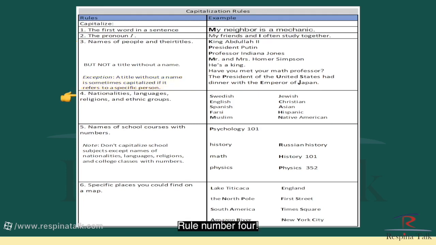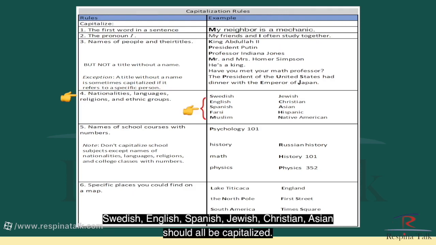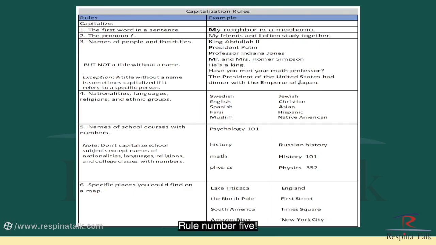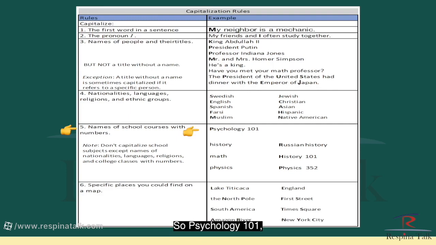Rule number 4. Nationalities, languages, religions, and ethnic groups should all be capitalized, like Swedish, English, Spanish, Jewish, Christian, Asian, should all be capitalized. All right, now rule number 5. Names of school courses with numbers should be capitalized. So Psychology 101, that's a name of a course with number, so it should be capitalized.